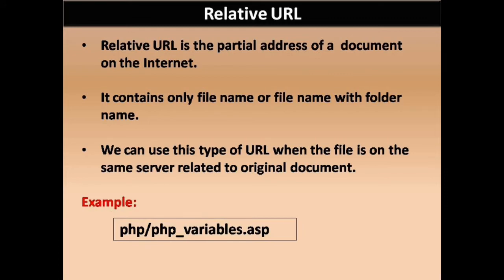So we can use this type of URL when the file is on the same server. I already told you, if the file is stored on the same system or same server, then there is no need to give the protocol and domain name. We just specify the file name directly or along with the folder name. Here in this example, I specify only the folder name and file name. So this is an example of relative URL. If your file is stored on the same system, then you will use relative URL. If your file is stored on the internet, then you should give absolute URL.